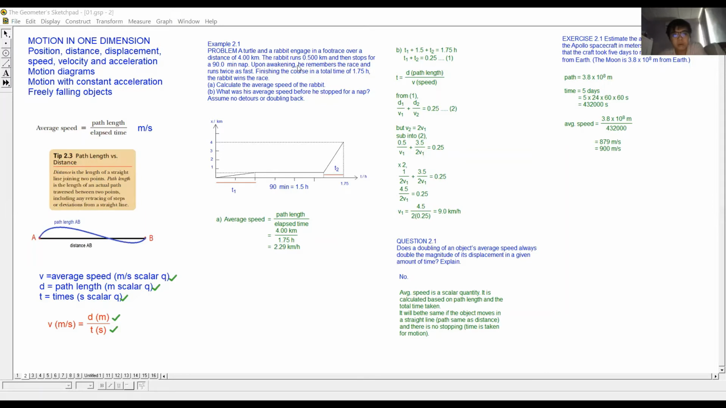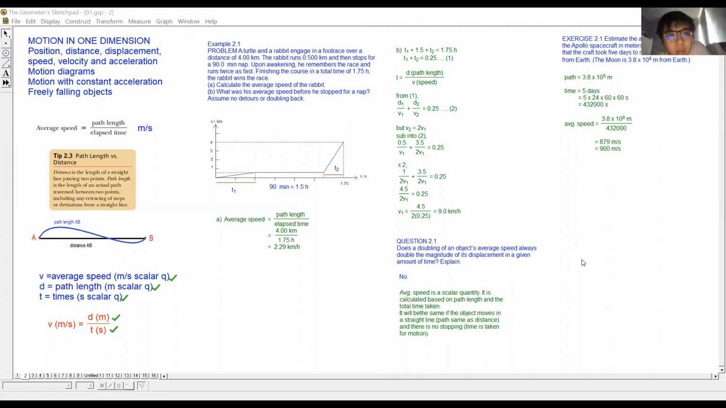You read the problem. A turtle and a rabbit engage in a foot race over a distance of 4 kilometers. The rabbit runs 0.5 kilometers and then stops for a 90-minute nap. Upon awakening, he remembers the race and runs twice as fast, finishing the course in a total time of 1 hour 75 minutes. The rabbit wins the race. Calculate the average speed of the rabbit.